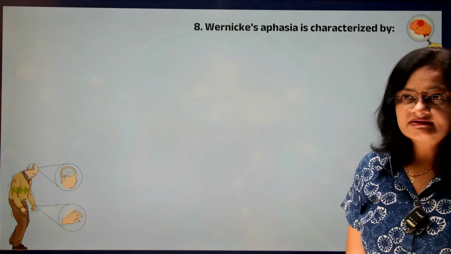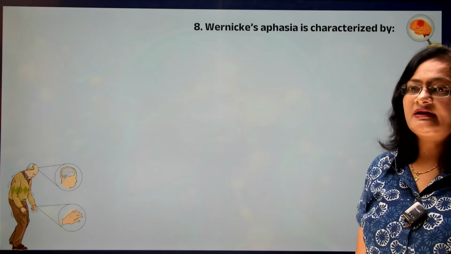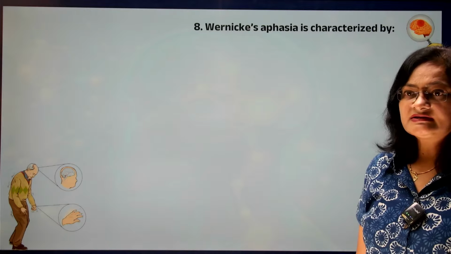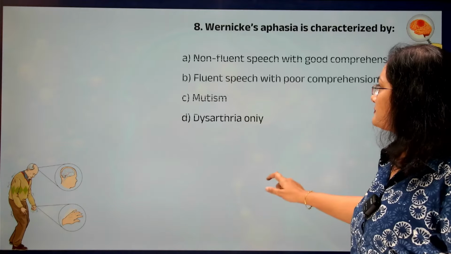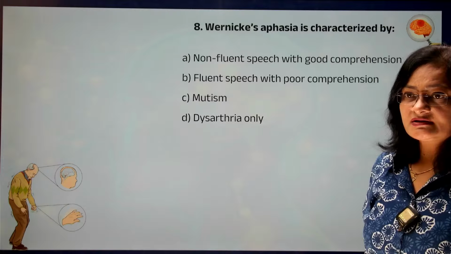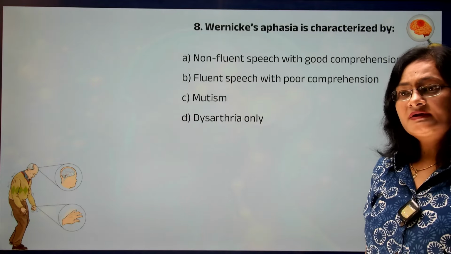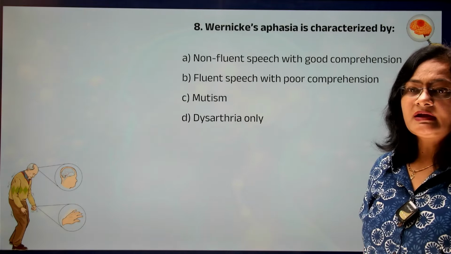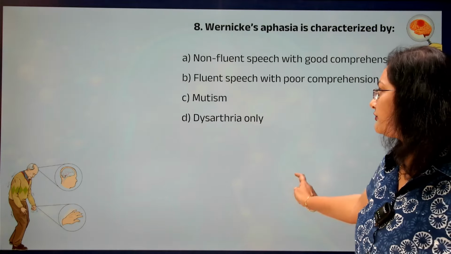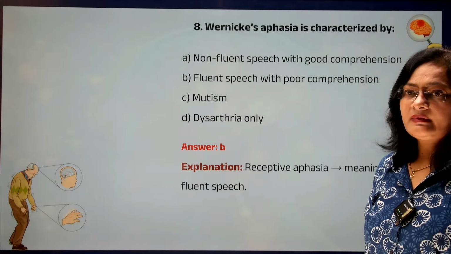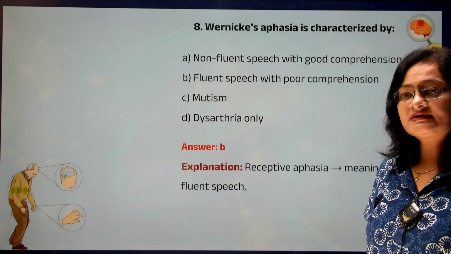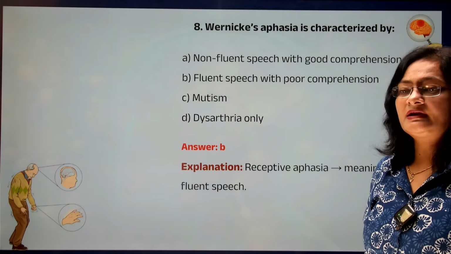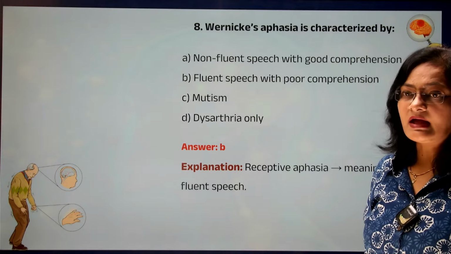We have already discussed the difference between Broca's aphasia and Wernicke's aphasia. Now this MCQ is related to Wernicke's aphasia. Wernicke's aphasia is characterized by: the options are non-fluent speech with good comprehension, fluent speech with poor comprehension, mutism, where the patient will not be able to speak, and dysarthria only, that is speech difficulty. The answer is that in Wernicke's aphasia the speech will always be fluent, but comprehension will be severely impaired. So our answer will be B.